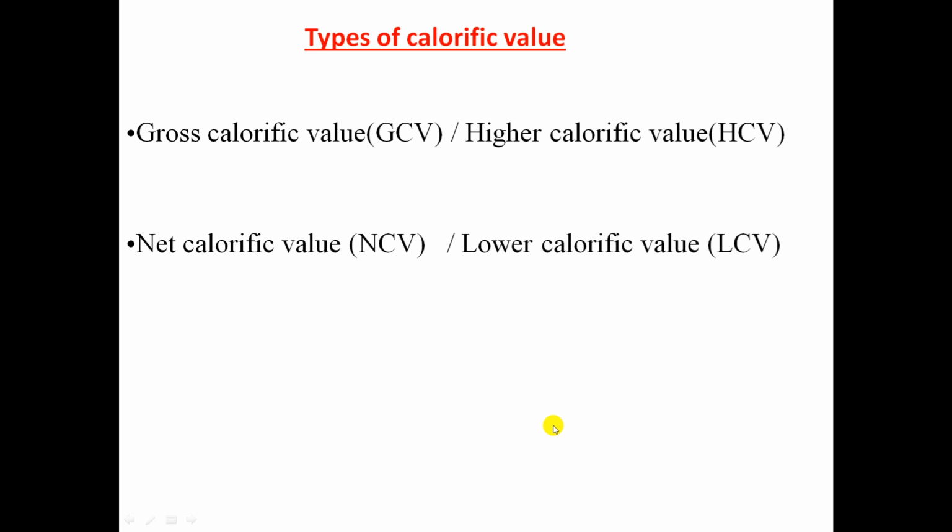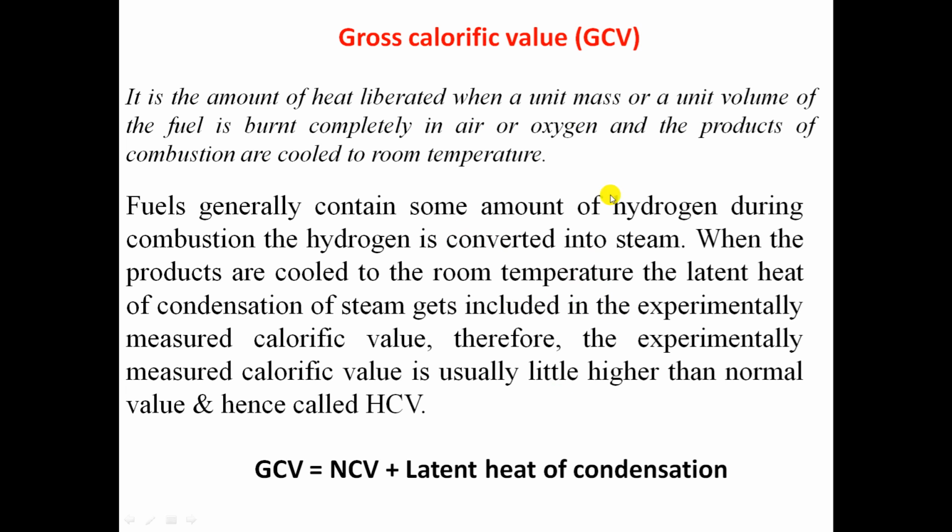Now we are going to discuss the types of calorific value. There are two types of calorific values. Gross calorific value, that is GCV, or higher calorific value, that is HCV. Then the second type is net calorific value, NCV, or lower calorific value, LCV. First we are going to discuss the gross calorific value, GCV, or higher calorific value, HCV.